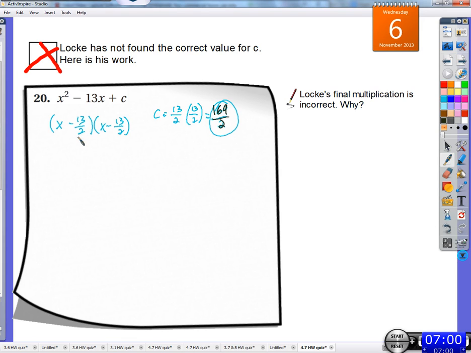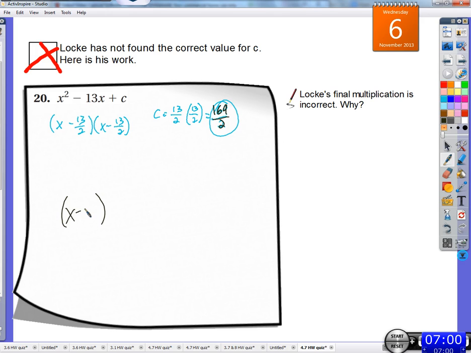So why do we need half of 13? Why do we do it? So that they add together to make negative 13. And lots of numbers add up to negative 13, don't they? They have to be the same number. Why do they need to be the same number? Why do these two have to be identical? So it's a perfect square.